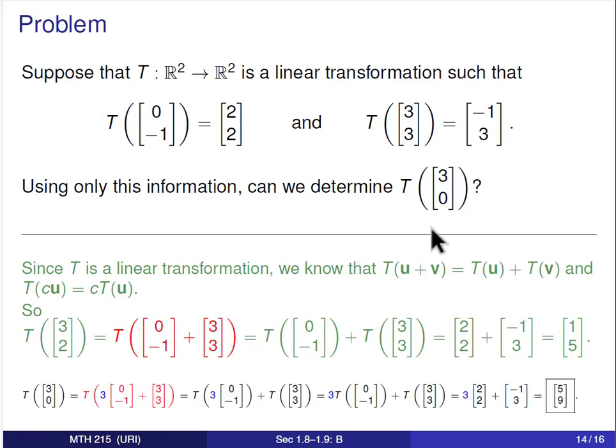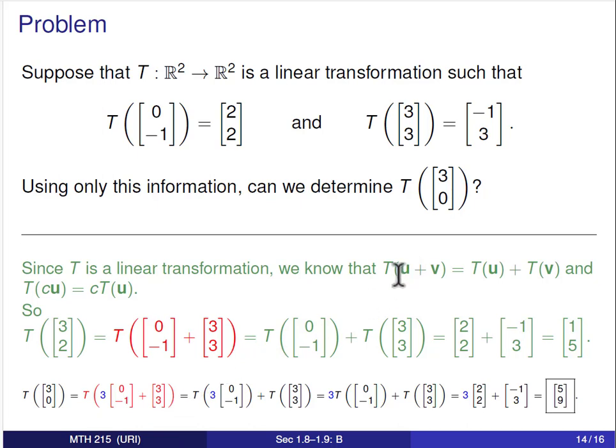So in fact, what I might want to do, if I wanted to get T of (3, 0), I could take 3 times that first vector and add it to (3, 3). Now, how do I use the properties of a linear transformation to determine what this thing should be equal to?